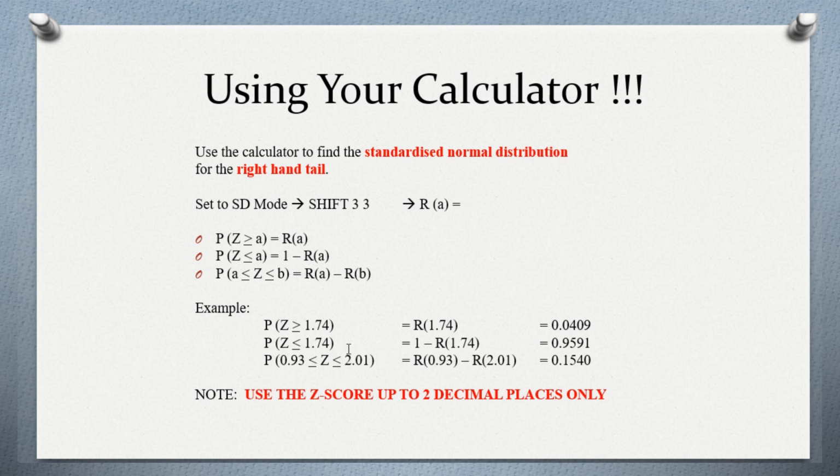Okay, this is from 0.93 to 2.01. So you take the right of 0.93 minus the right of 2.01, and you will get the answer. Your z-score should always be in 2 decimal places only. If you put it in any other decimal place, you should know that your answer will be different and you're going to get it wrong.